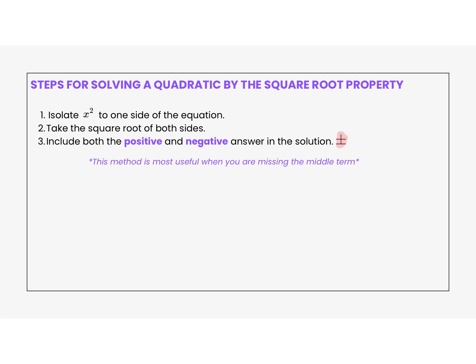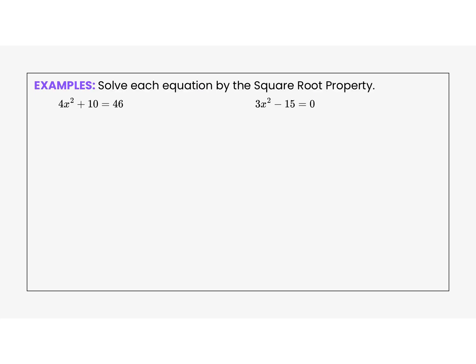And this method is most useful when you're missing the middle term. So you just have an x squared and a constant. You don't have that x term in the middle. All right, so let's look at a couple examples. So we have 4x squared plus 10 equals 46. You'll notice with these, they don't have to be set equal to 0 like we had to with factoring.